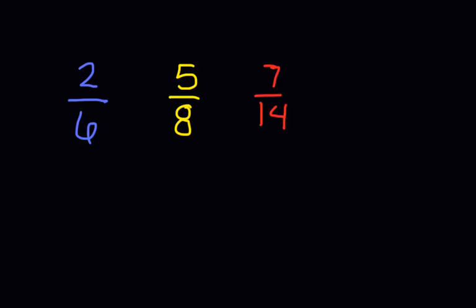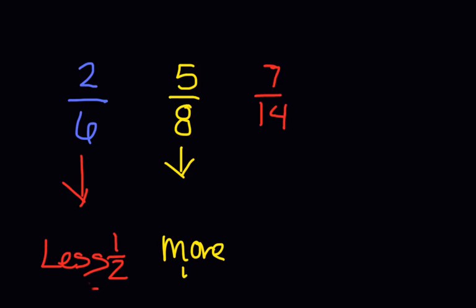2 out of 6, well, half. If I had 6 things, half of that would be 3. So this is less than half. No drawings required. Let me fix this here so we can see it. That's less than half. 5/8, half of 8 would be 4 things, and this person has 5 things, so this is more than half. More than half. And 7 out of 14, well, if I had 14 things, what's half of 14? Oh, it's 7. 14 divided by 2, that's 7. This is half. It is half.